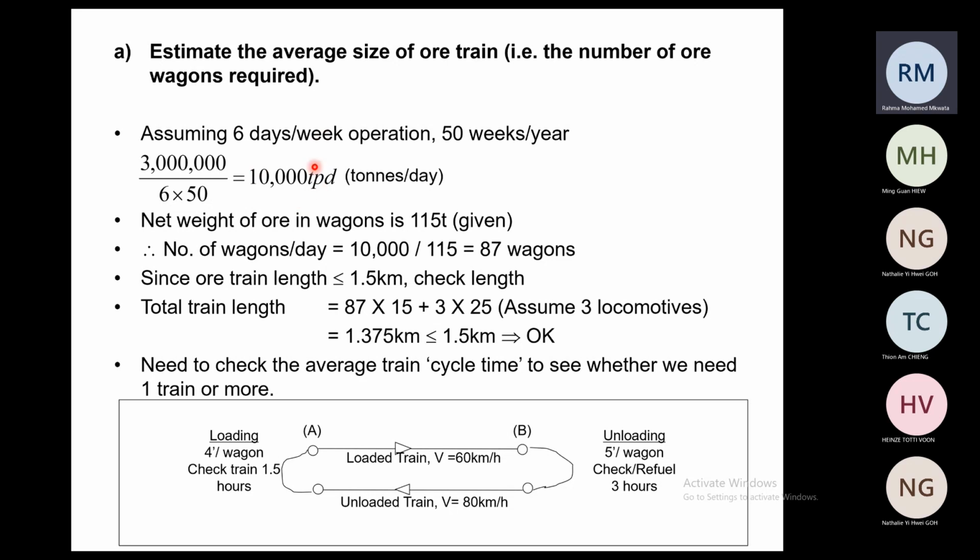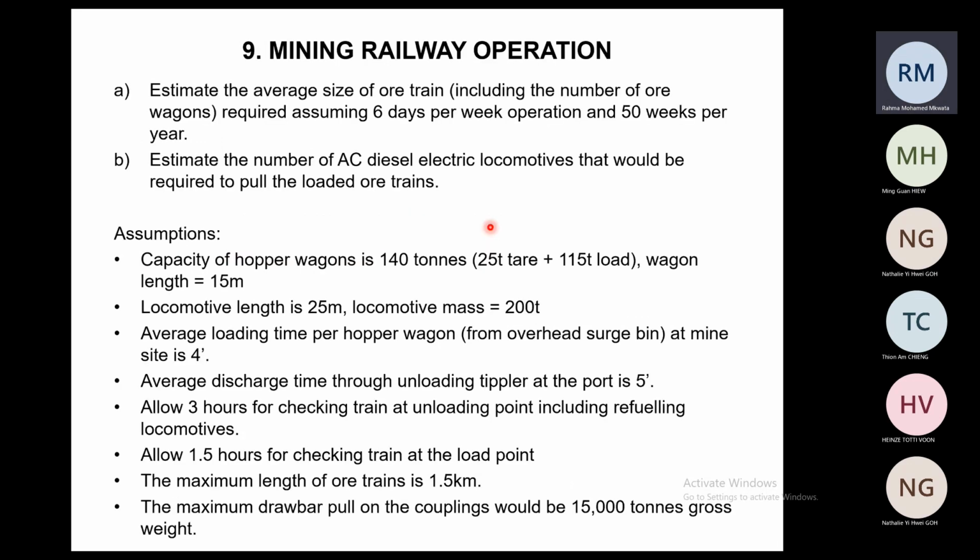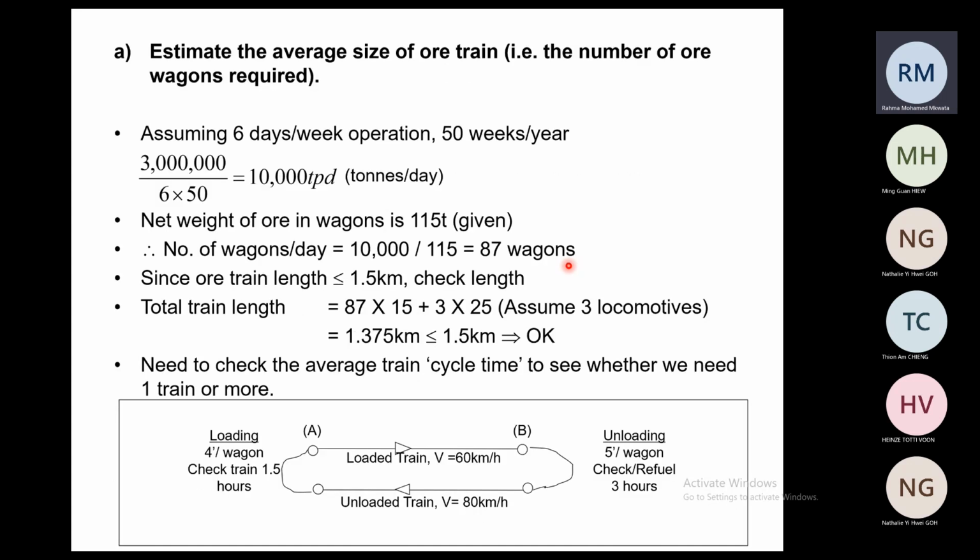So how do you move this? You have to use the wagons and the locomotives. How many wagons do you need? How many locomotives do you need? That is what we need to determine. We know that the net weight of ore in a wagon is 115 tons. It's given already. You remember the total weight of a wagon was 140, but the wagon itself is already heavy. If you put nothing, it is already 25, but the iron ore that you can put in every wagon is only 115 tons. This is given in the question.